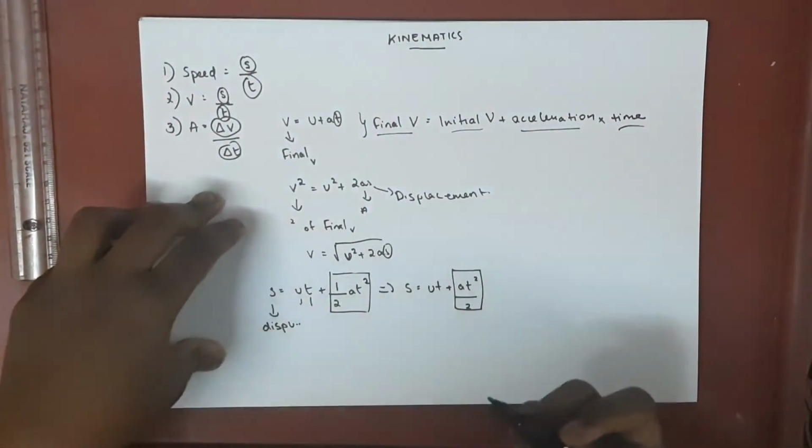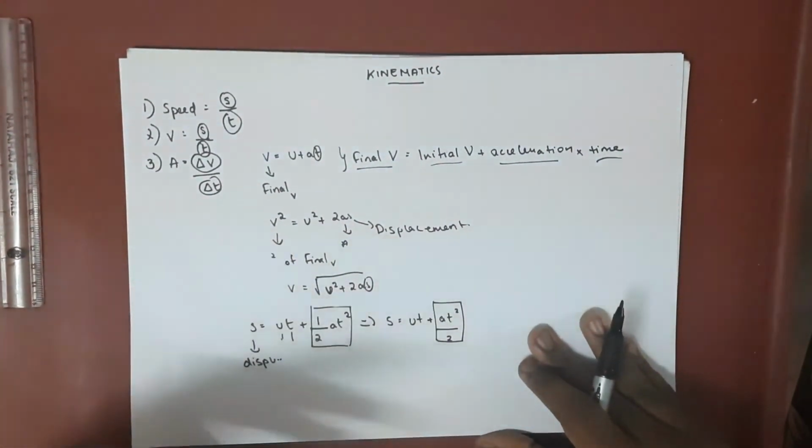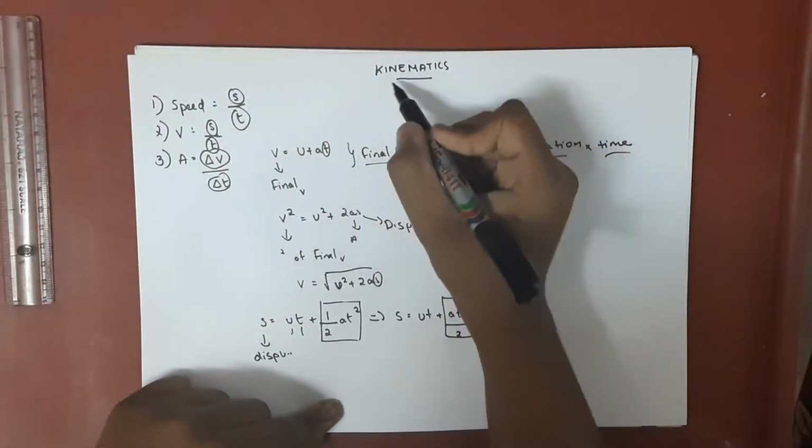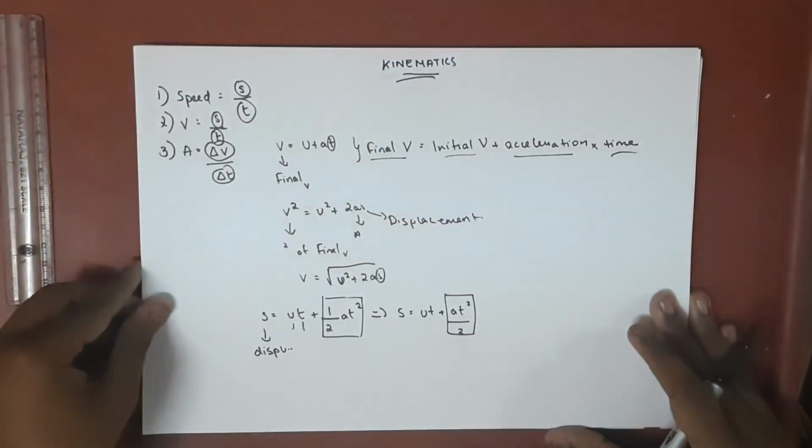So this is the final equation for these current things we're working on in motion physics, or in kinematics. So we can stop over here. Thank you. I'm sure that by now you might have understood the basics and the basic equations of kinematics.